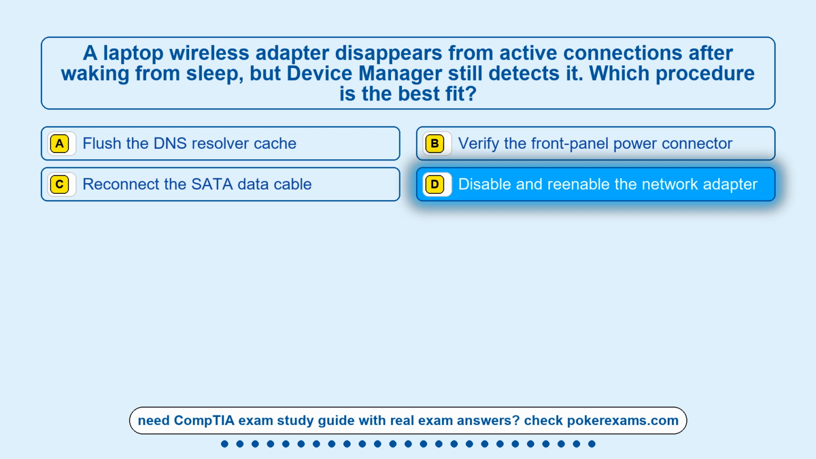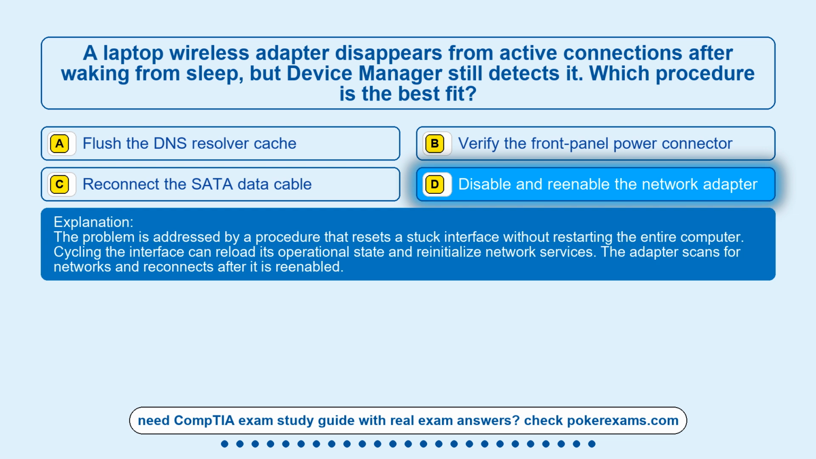The correct answer is option D. Disable and re-enable the network adapter. The problem is addressed by a procedure that resets a stuck interface without restarting the entire computer. Cycling the interface can reload its operational state and reinitialize network services. The adapter scans for networks and reconnects after it is re-enabled.